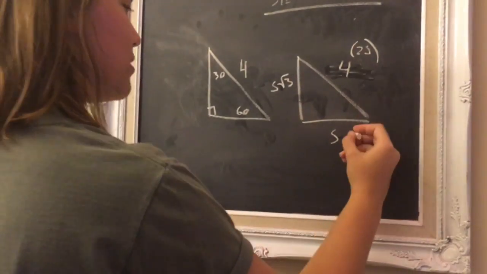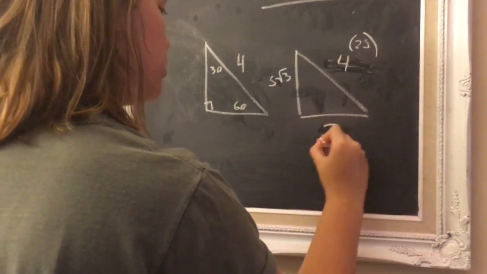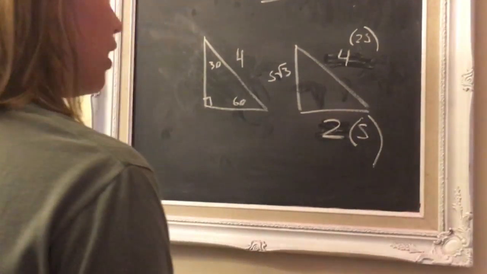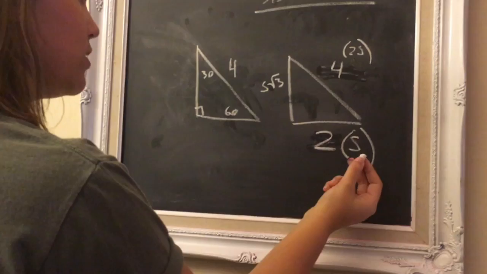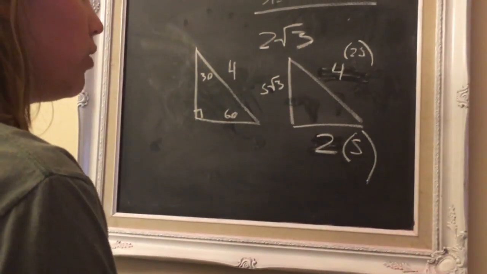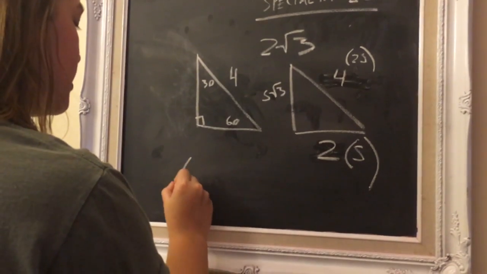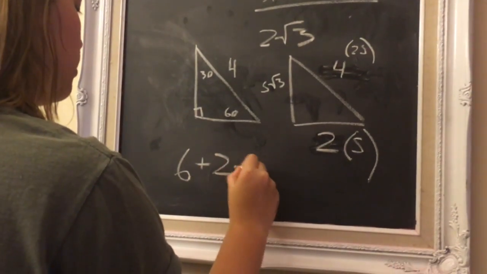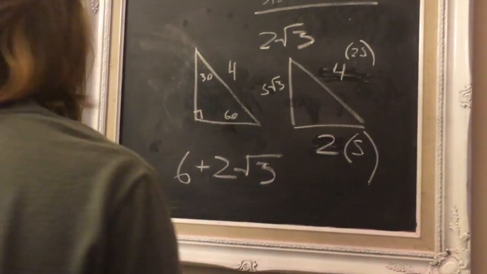If this is 2S, that means S would be 2. And then here, S square root 3, if 2 is S, this would be 2 square root 3. When you add them all together, you end up with 6 plus 2 square root 3. Correct!